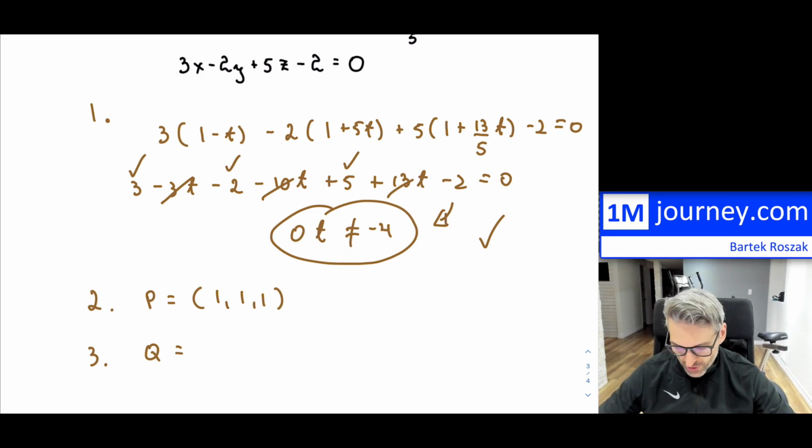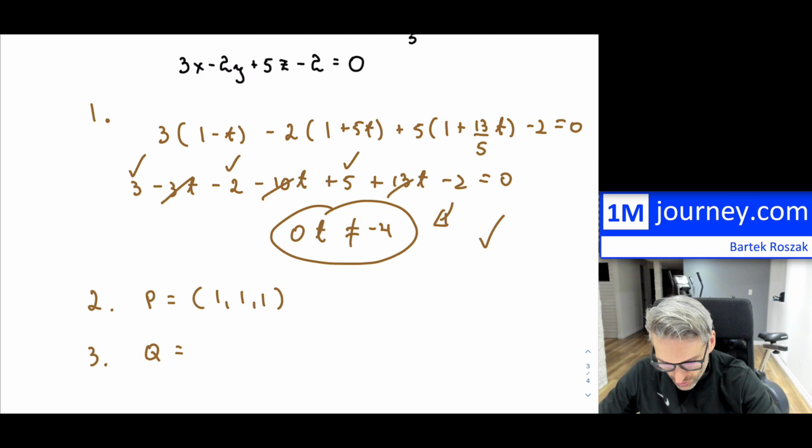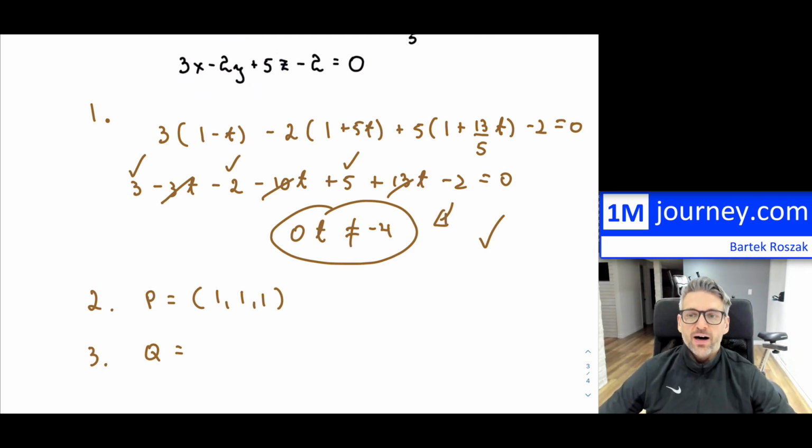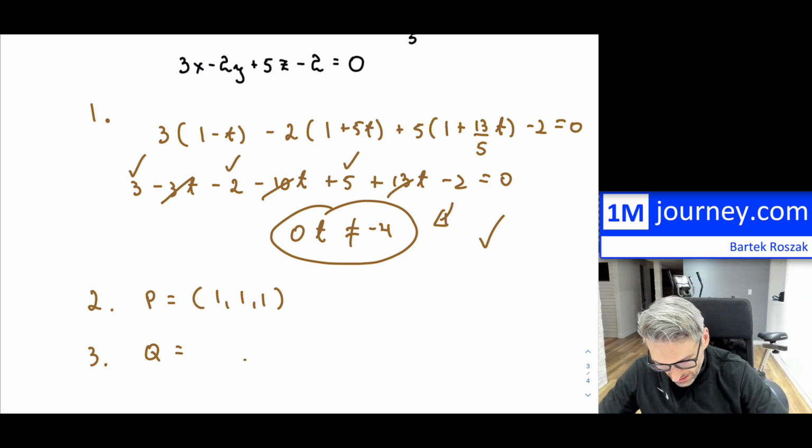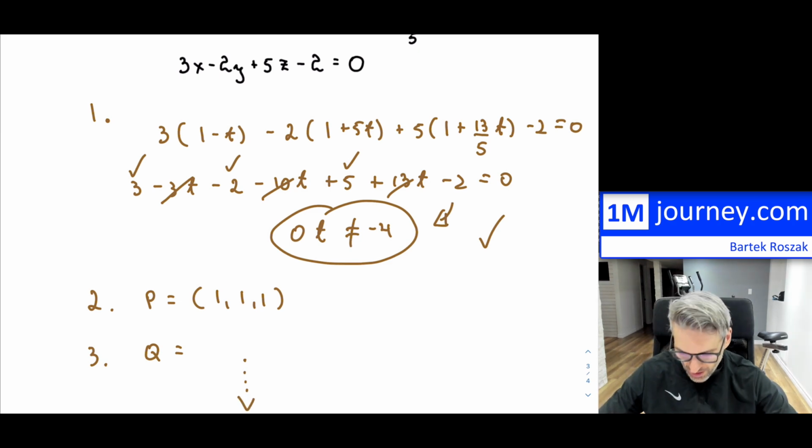Once you have your Q, you can do P minus Q. To find your vector, you will read out your normal vector. So here it is, it's going to be (3, -2, 5). Afterwards you take the dot product between them, take the magnitude, and divide by the magnitude of the normal. And there you have the distance from the line to the plane. I'm not going to go through this whole process. I'll leave it for you, so you can give this a try.